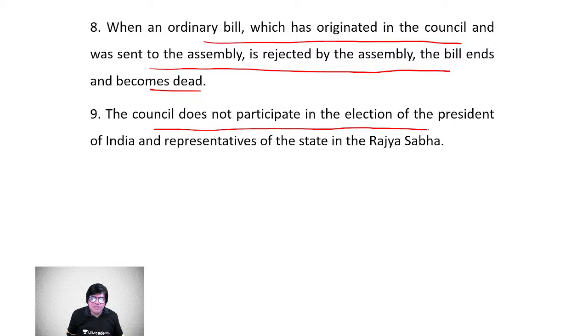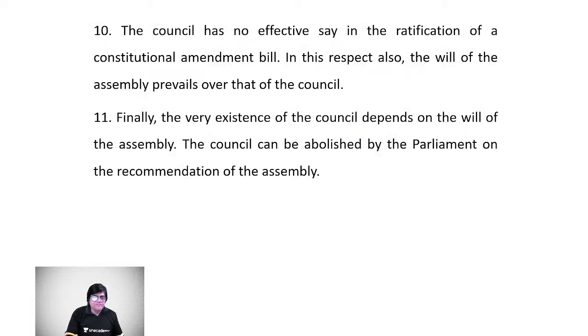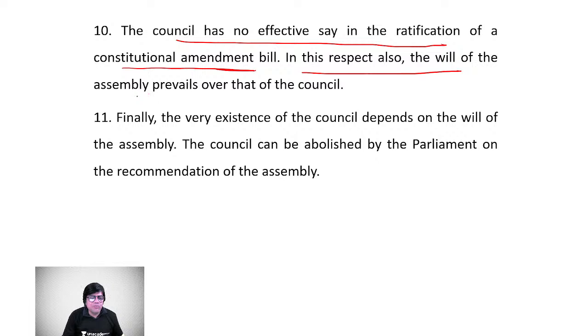The Council does not participate in the election of the President of India and representatives of the state in the Rajya Sabha, right? So as far as the election of the President is concerned, the Council doesn't participate in that. It doesn't also participate in the indirect election of the members to Rajya Sabha from that particular state. There also the Assembly has an upper hand. And the Council has no effective say in the ratification of a constitutional amendment bill. In this respect also, the will of the Assembly prevails over that of the Council, right?